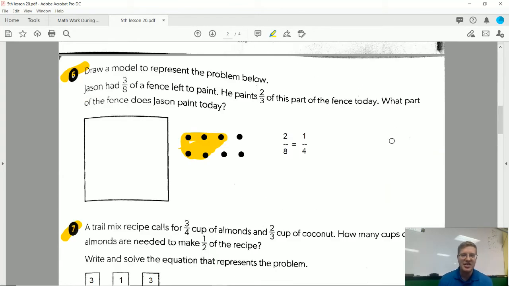Number 6, here is my attempt to kind of draw a model. So if we have 3/8 of a fence left to paint, we've already painted 5/8 of the fence. So this is the part that we have to do. He's going to do 2 of those parts today. So let's say that we're doing those 2. So that would be 2 out of 8 parts that he's doing. That converts to 1/4. So that would be the fraction for the part of the fence that Jason paints today.